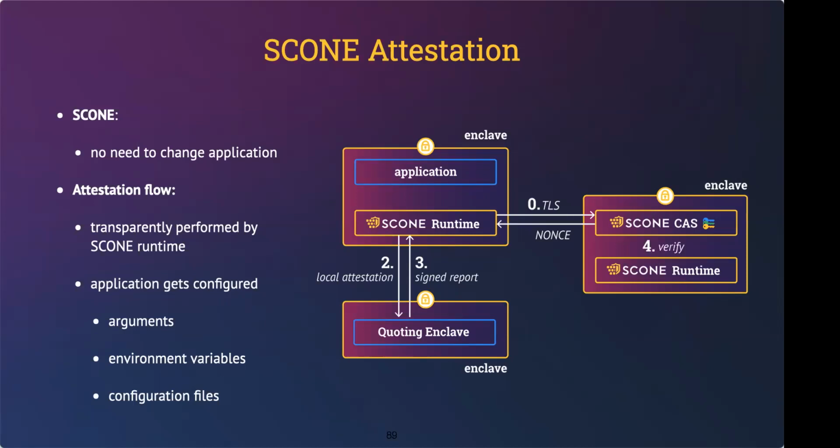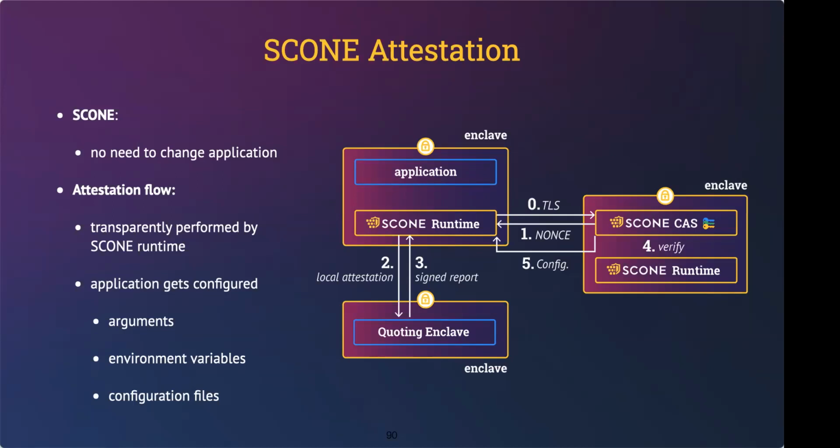And the CAS verifies that, and checks this TLS connection. The client has given me a client certificate with a certain public key. Does this match the report that we got? If it does, and the report says the initial state of this enclave is this value, is that expected according to my policy? If that is all the case, then I send over some configuration data.